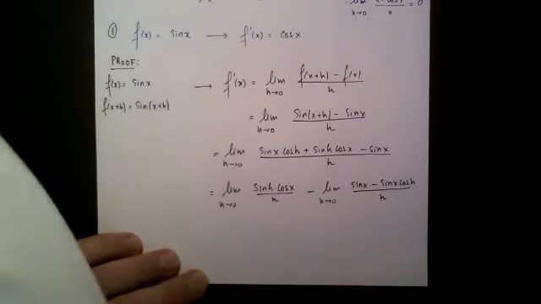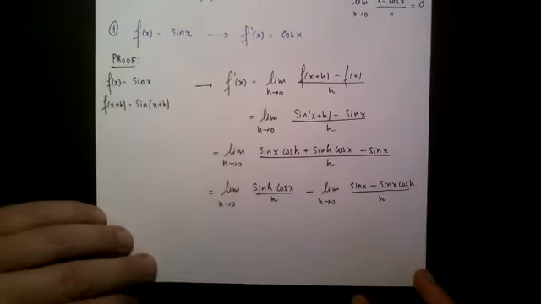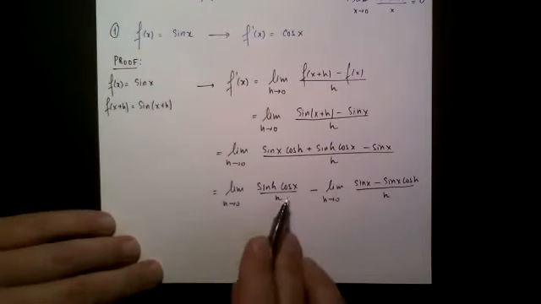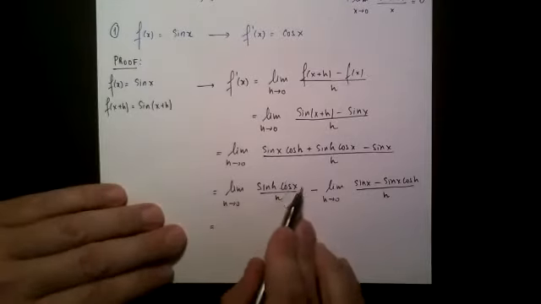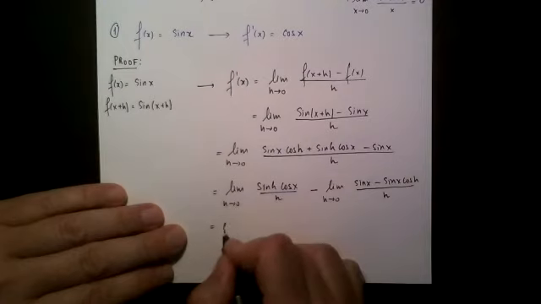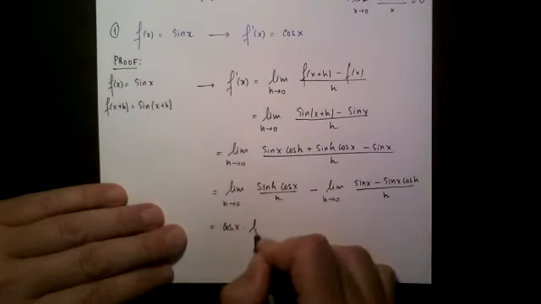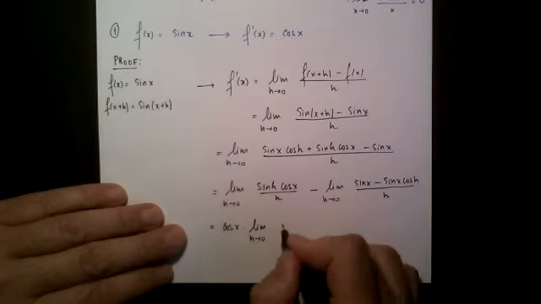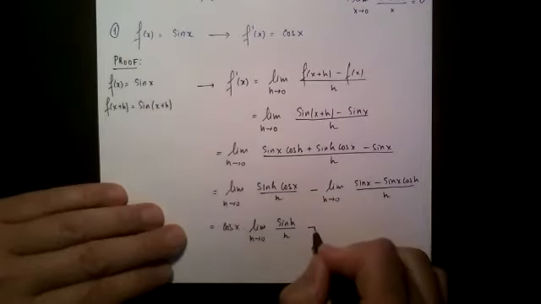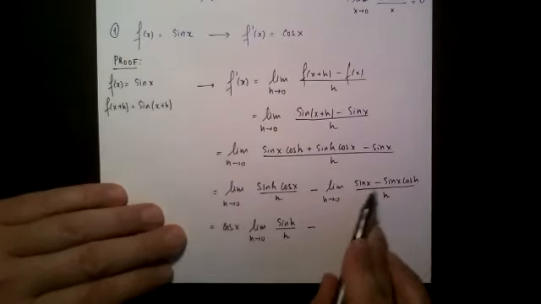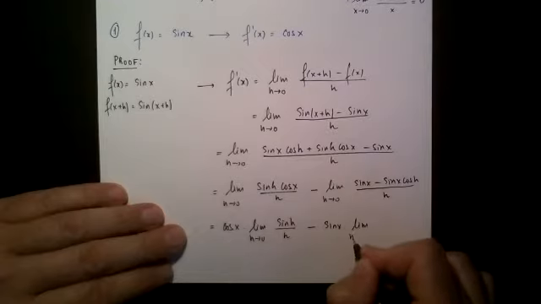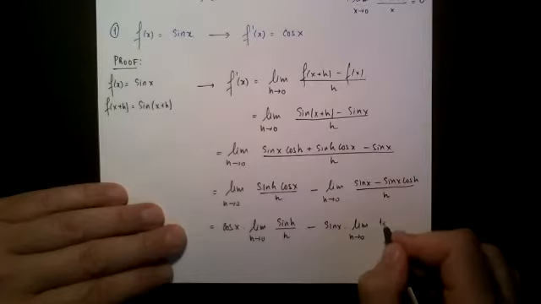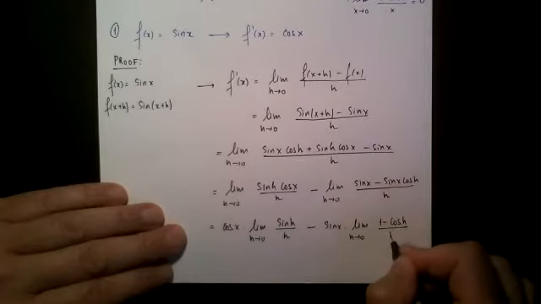At this point, what I'm going to do is I'm going to pull out whatever does not depend on h. So here I could take out a cos x because it does not depend on h. So cos of x times the limit h approaches 0 of sine h over h. Minus, and here I can extract a sine x. Sine x times the limit as h approaches 0 of 1 minus cos h over h.